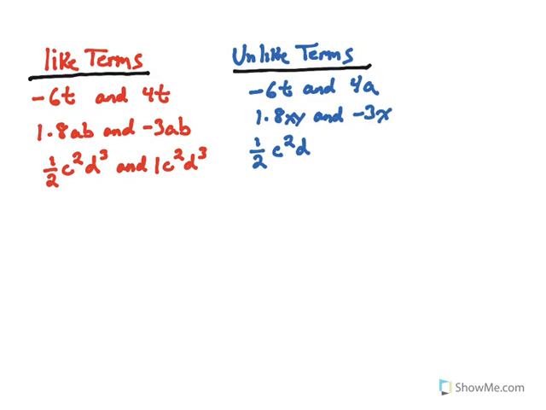So let's say you had 1/2 c squared d cubed and c squared d. You notice the problem with the exponent. This is d cubed and this is just d to the first power. Those are different exponents. In order for terms to be the same, you not only have to have the same variable, but you must have the same exponent for each variable. So we both have c squared, that's fine, but the d cubed and the d to the first power are different, so those make those unlike terms.